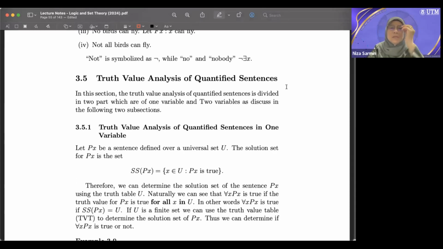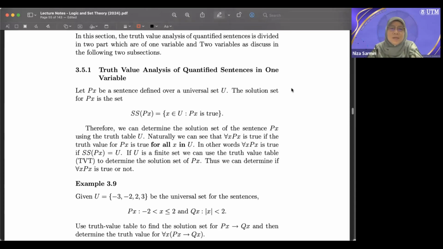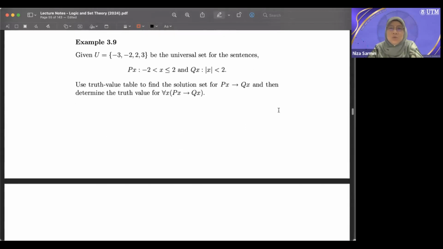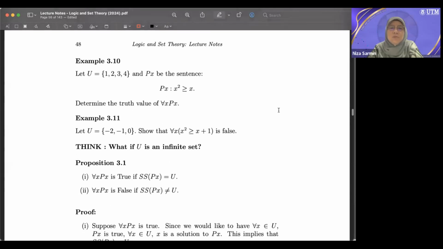The second part is the truth value. If there is for all, your solution set has to be all U. Okay, all U is true. Then it will be true for all. There exists, you need just one that is true.